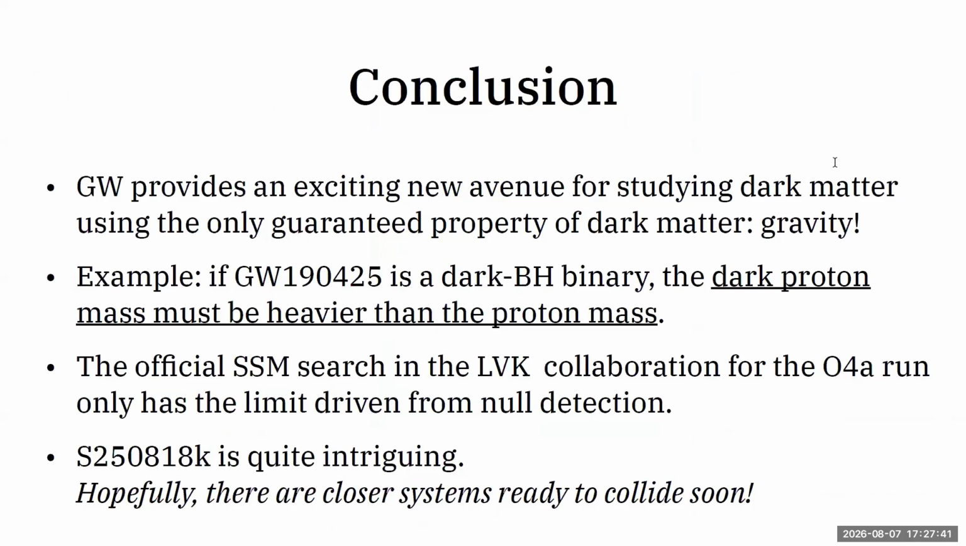So I think now you all agree that gravitational waves provide an exciting new avenue for detecting a new kind of dark matter, right? If the dark proton exists and can dissipate energy, but the proton mass is much heavier than GeV, they can make small black holes, right? For example, if this event, the 190425, were a dark black hole, you can immediately set the mass limit for the dark proton mass. And the official verdict for this one is the null detection.